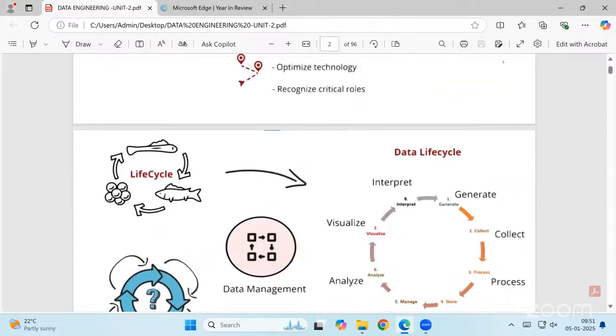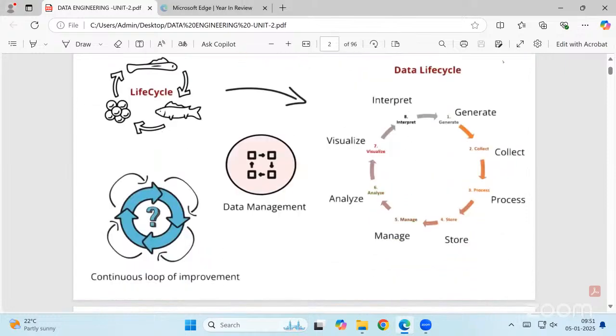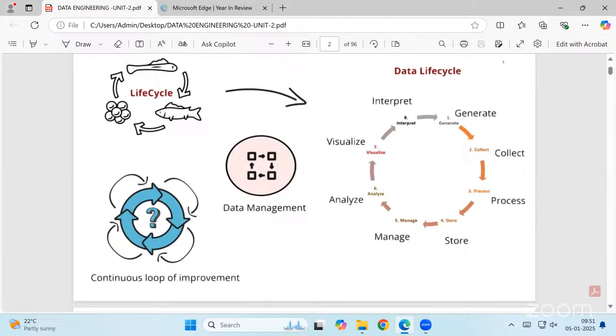Now these are the phases of the data life cycle. Okay. So first we'll generate the data. Like if you see this diagram, it is the life cycle of a fish. First eggs, then they hatch and grow into a fish, and the fish again lays eggs, and this is a continuous process. The same way, the data life cycle also.